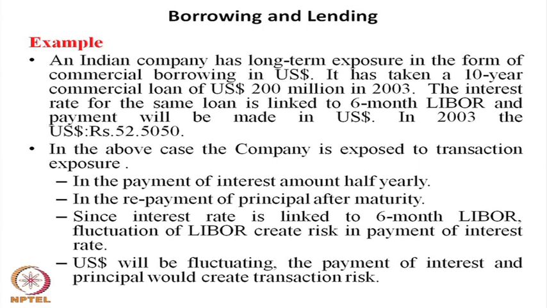If you see the problem here, an Indian company has a long term exposure in the form of commercial borrowing in US dollar. It has taken a 10 year commercial loan of $200 million in 2003. The interest rate for the loan is linked to 6 month LIBOR, and payment will be made in US dollar. In 2003, the US dollar and Indian rupee spot rate was 52.5050. So here two kinds of exposure are there. The first kind is a long term exposure, because an Indian company has a commercial borrowing in US dollar for 10 years. He borrowed in 2003.